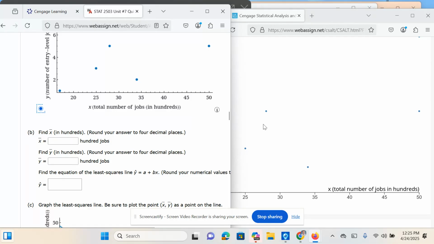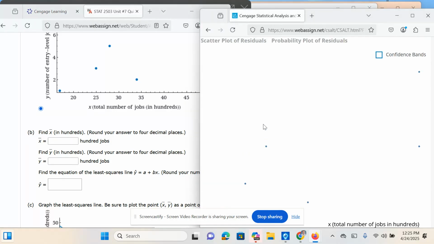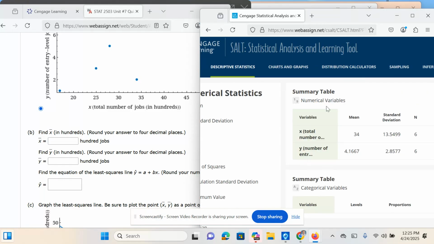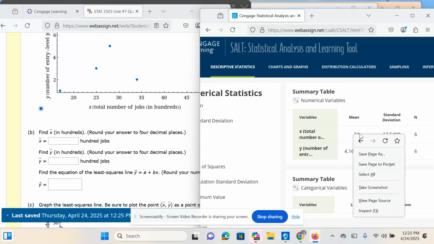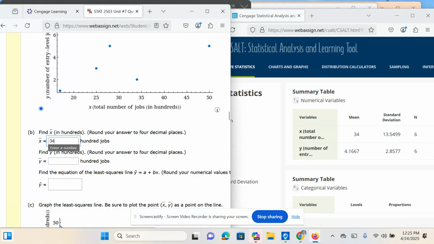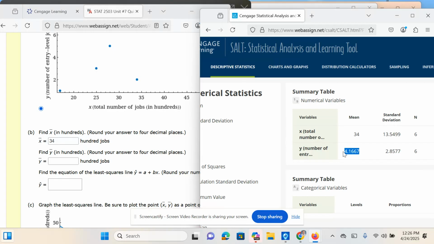All right, find X bar and Y bar. So how do I find that? I'm going to go to descriptive statistics. X bar is the mean of the X's. So X bar is 34. Y bar is the mean of the Y's. So that's 4.1667.